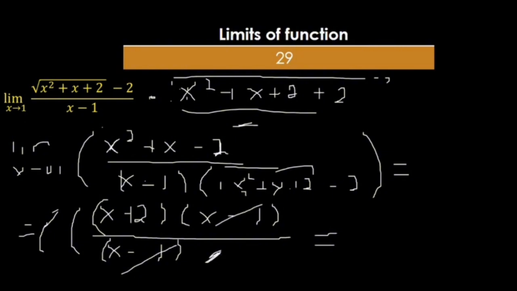We are going to have what? Substitute the 1 here, that is 1 plus 2, that is 3, all over, substituting it in this one, that is 1 plus 1, 2 plus 2, 4, square root of 4 plus 2. The limit here, the square root of 4, that is 2. Okay, that's why here is 4. That is why we had 3/4.